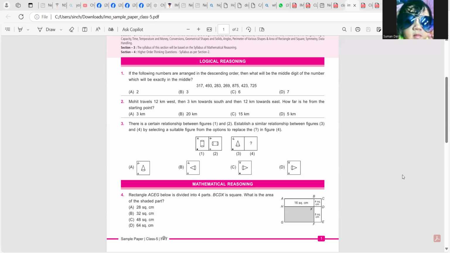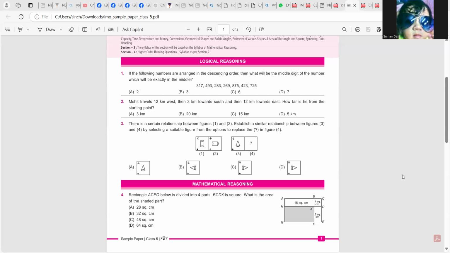If these numbers are arranged in the descending order, then the number series will be 875, 725, 495, 423, 317, 283, and 269. So in this there are seven numbers. We need to find the middle number. If we find the middle number, the fourth number in the series will be the middle number.